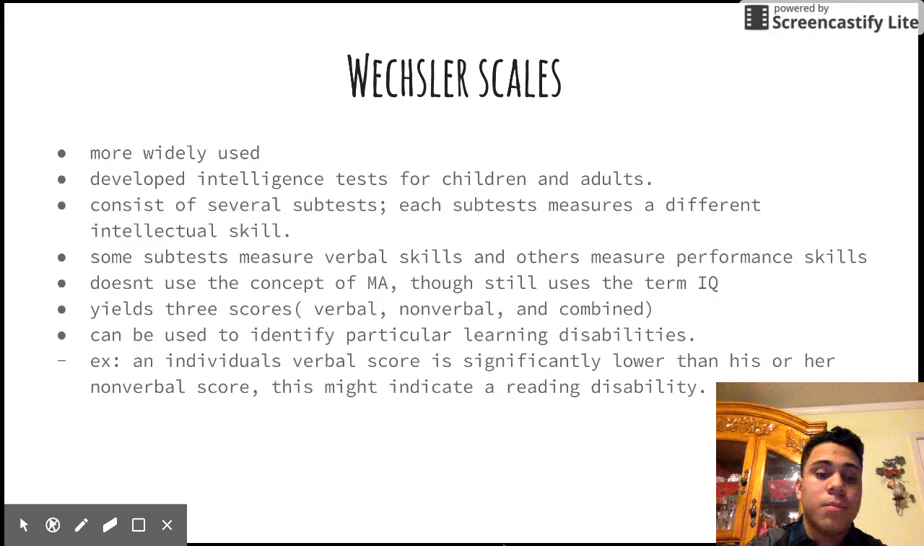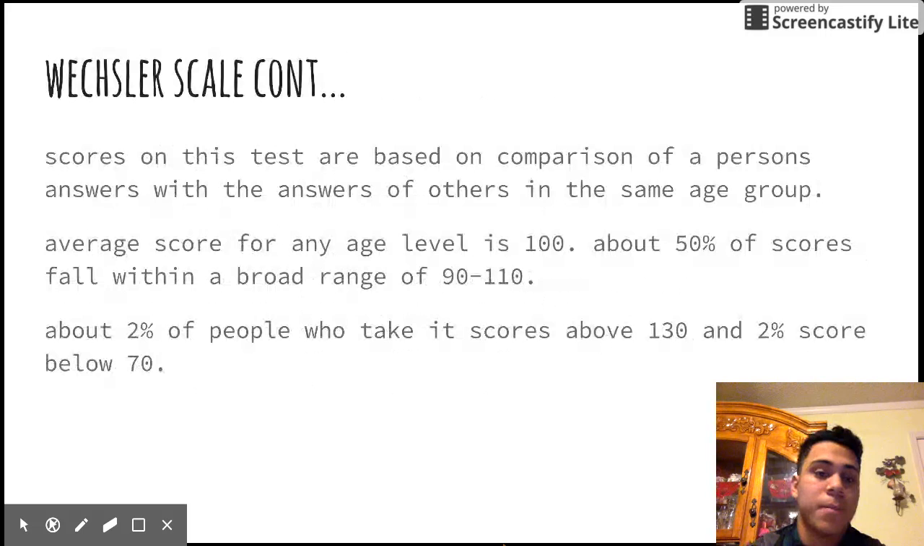It doesn't use the concept of MA, though it still uses the term IQ. It yields 3 scores: verbal, nonverbal, and combined. It can be used to identify particular learning disabilities. For example, if an individual's verbal score is significantly lower than his or her nonverbal score, this might indicate reading disabilities, stuff like that.